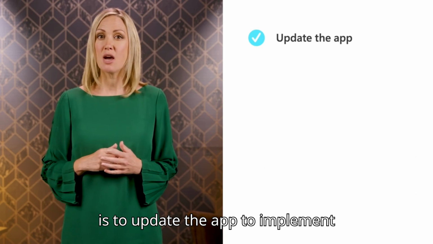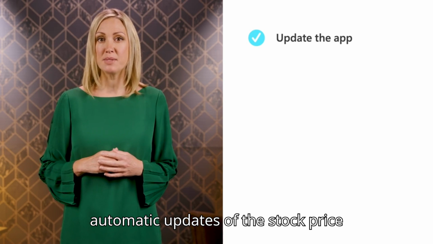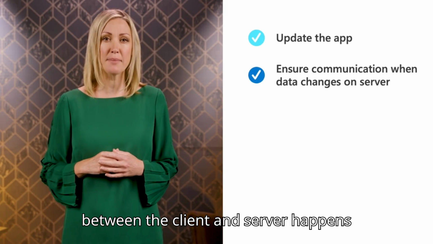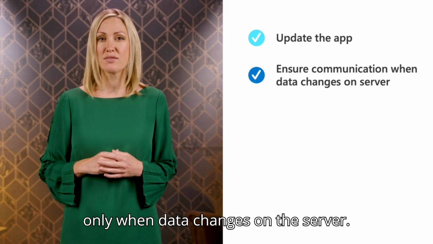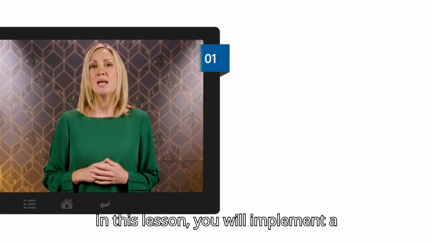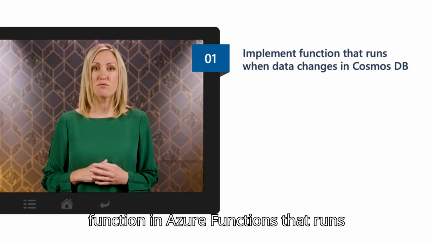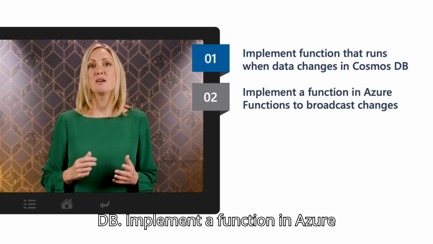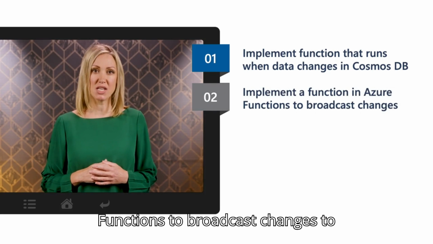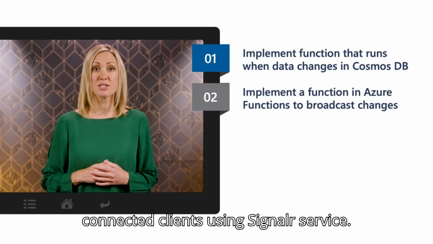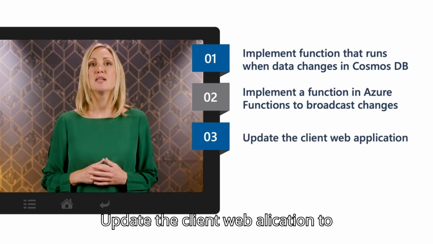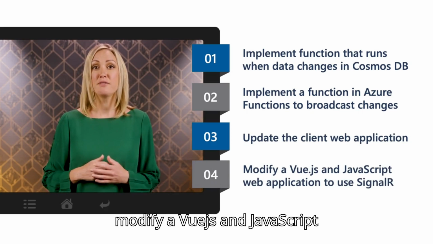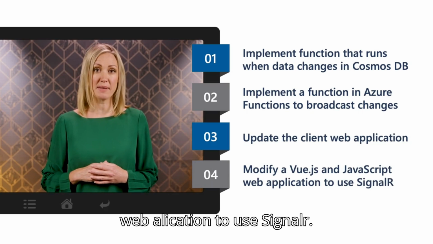Your objective is to update the app to implement automatic updates of the stock price information, but ensure communication between the client and server happens only when data changes on the server. In this lesson, you will implement a function in Azure Functions that runs only when data changes in an Azure Cosmos DB. Implement a function in Azure Functions to broadcast changes to connected clients using SignalR service. Update the client web application to respond to SignalR messages, and modify a Vue.js and JavaScript web application to use SignalR.